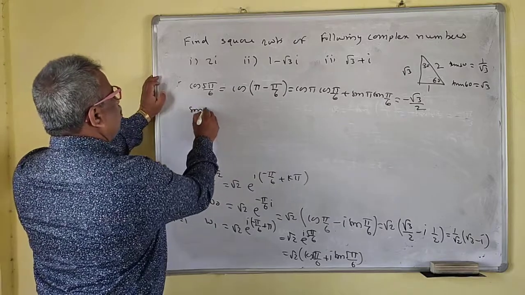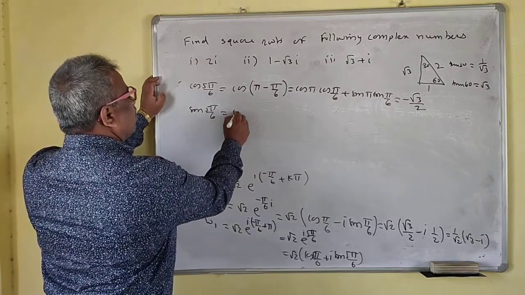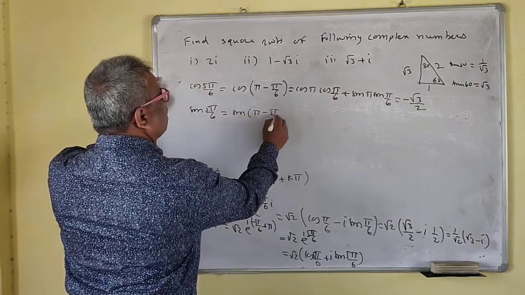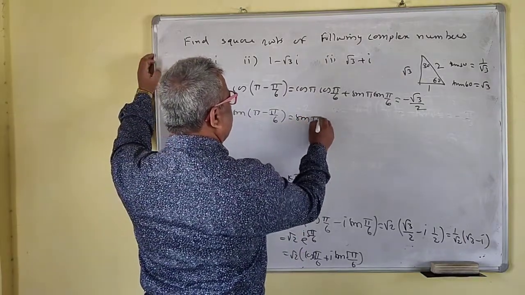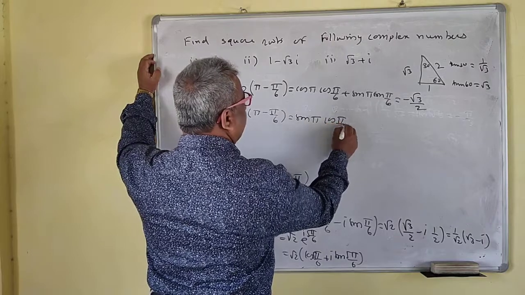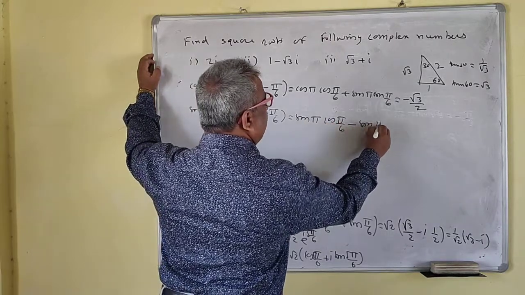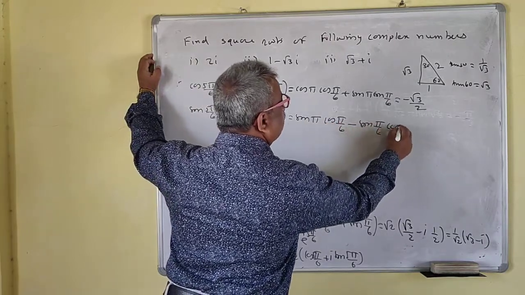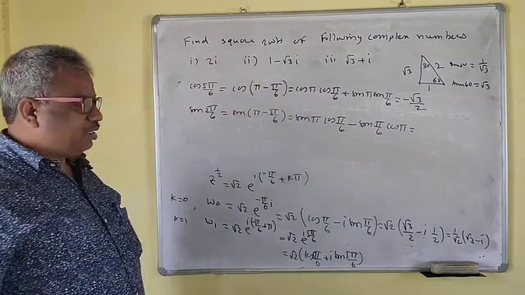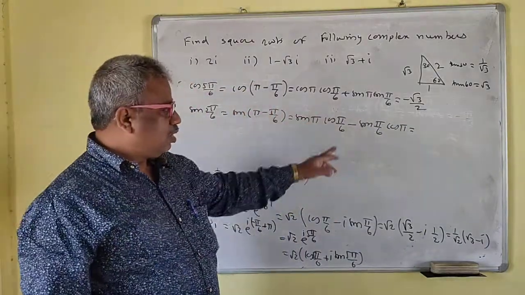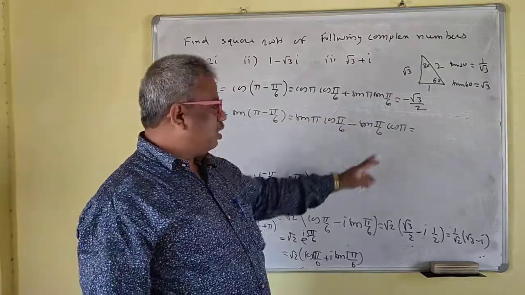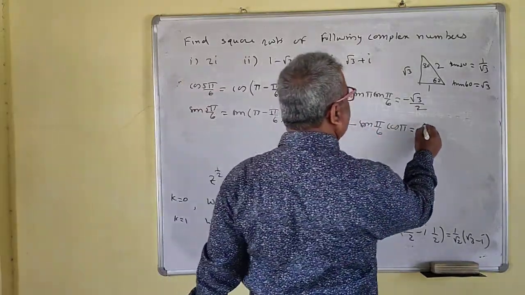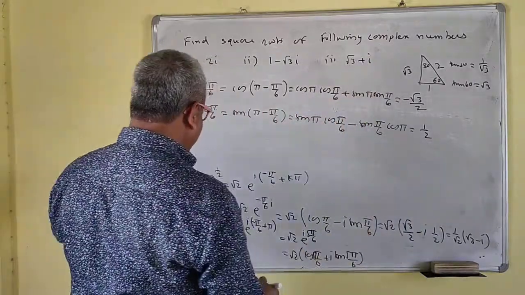Then sin 5 pi by 6 is nothing but sin(pi minus pi by 6). So apply the formula. This is sin pi cos pi by 6 minus sin pi by 6 cos pi. Okay, so cos pi is 0, so this first term is 0. Sin pi by 6 is 1/2 and cos pi is minus 1. Minus becomes plus, so this is half. Okay, so now we put the value here.